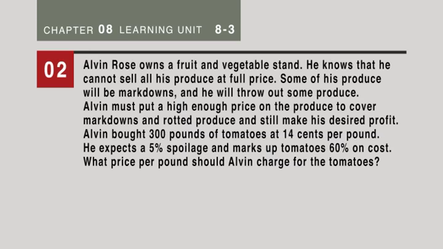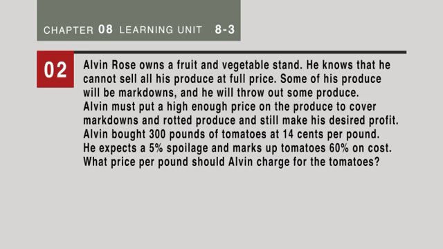Number 2, Alvin Rose owns a fruit and vegetable stand. He knows that he can't sell all his produce at full price. Some of the produce will be marked down and he'll have to throw some out. Alvin must put a high enough price on the produce to cover markdowns and rotted produce and still make his desired profit. Alvin bought 300 pounds of tomatoes at 14 cents per pound.